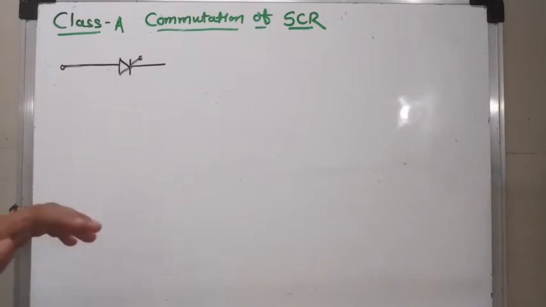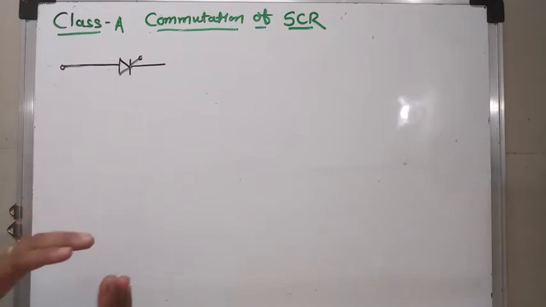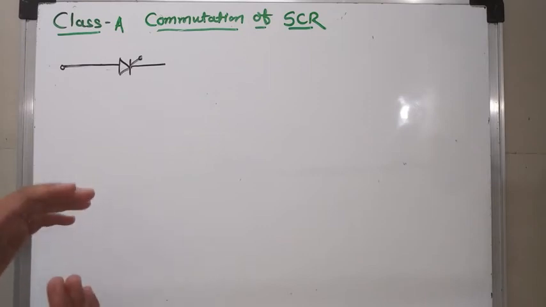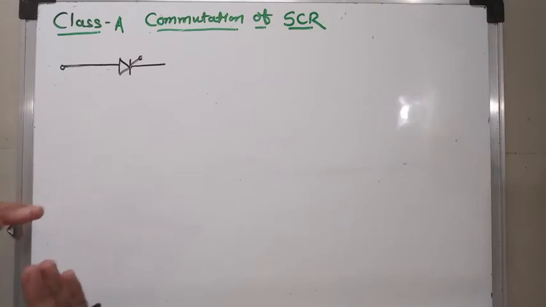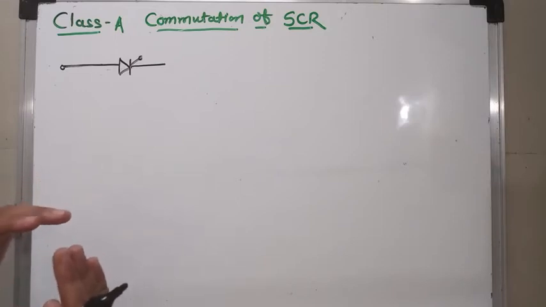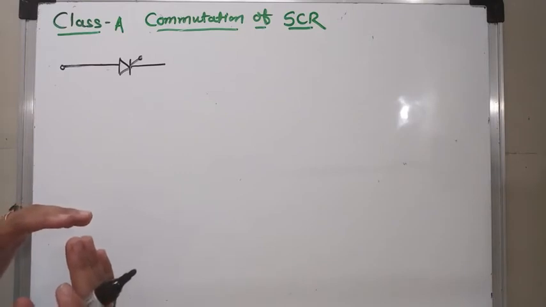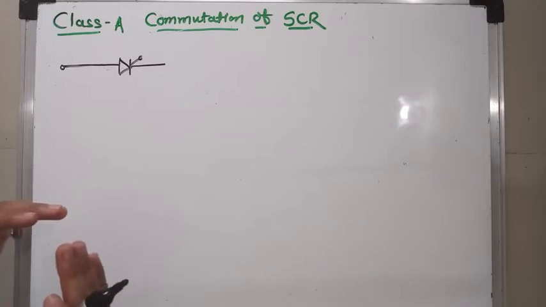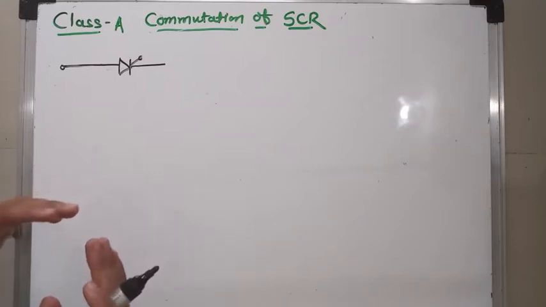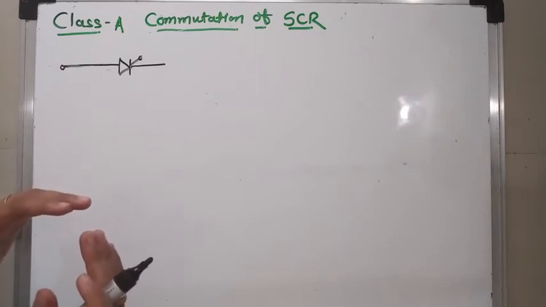Now as we have seen, what is commutation and what are the classifications of the commutation of SCR. As I said, commutation is the process of turning off an SCR or a thyristor. Commutation is a process of turning off an SCR.